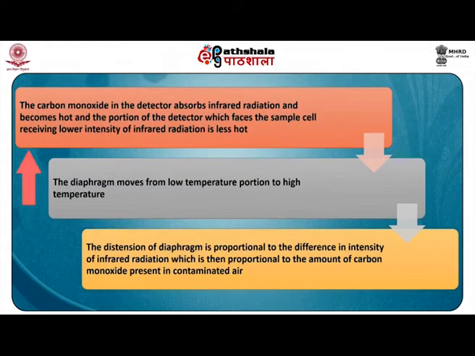The carbon monoxide in the detector absorbs infrared radiation and becomes hot, and the portion of the detector which faces the sample cell, receiving lower intensity of infrared radiation, is less hot. The diaphragm moves from the low temperature portion to the high temperature portion. This tension of the diaphragm is proportional to the difference in intensity of infrared radiation, which is then proportional to the amount of carbon monoxide present in the contaminated air.